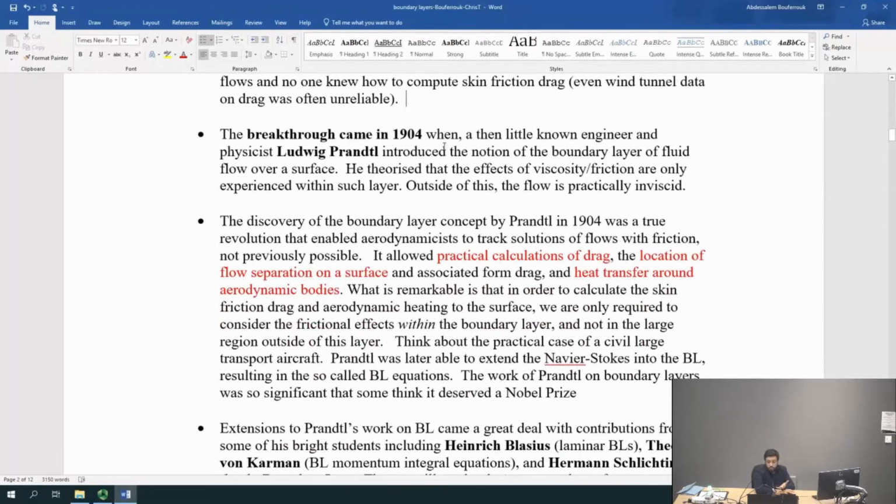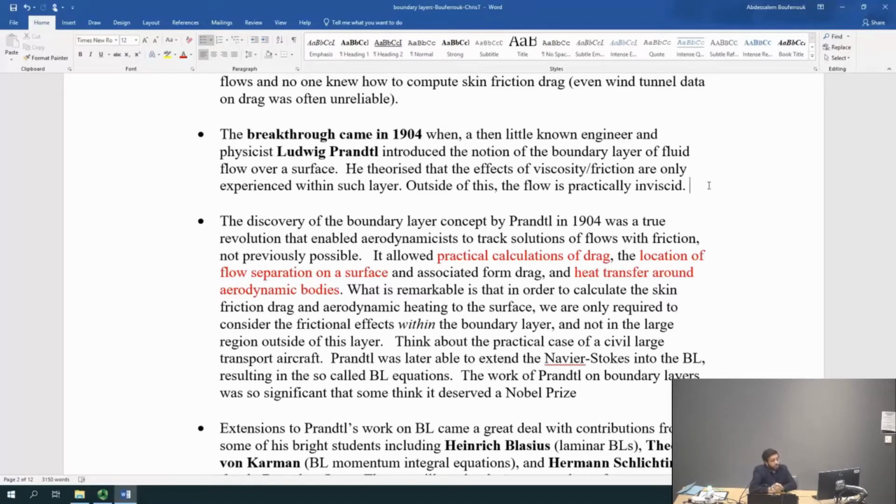The whole thing was sorted out in 1904 by Prandtl, because personally, I think Prandtl is one of the great physicists of all time. He really solved the problem by saying, come on guys, we can't ignore the effects of viscosity. He hypothesized that the effect of viscosity is actually in a thin layer called the boundary layer, where the viscous effects are important. Outside of that, they're not important.